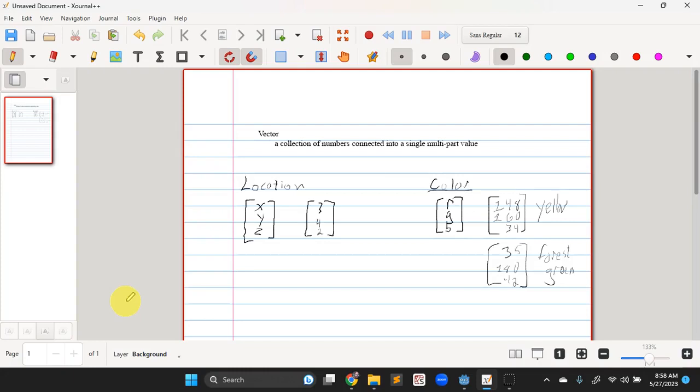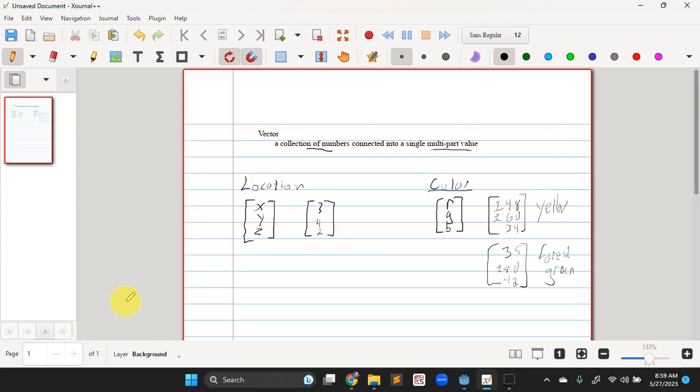But since we're in game dev, we're doing things on a screen, so we're using source light, so we need the red, green, and blue mixture. But those dimensions go together. It's a collection of numbers that go into a single multi-part value.